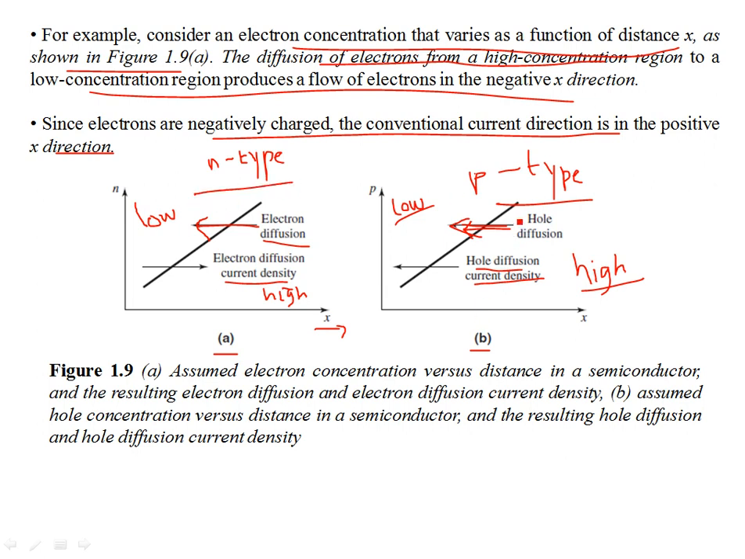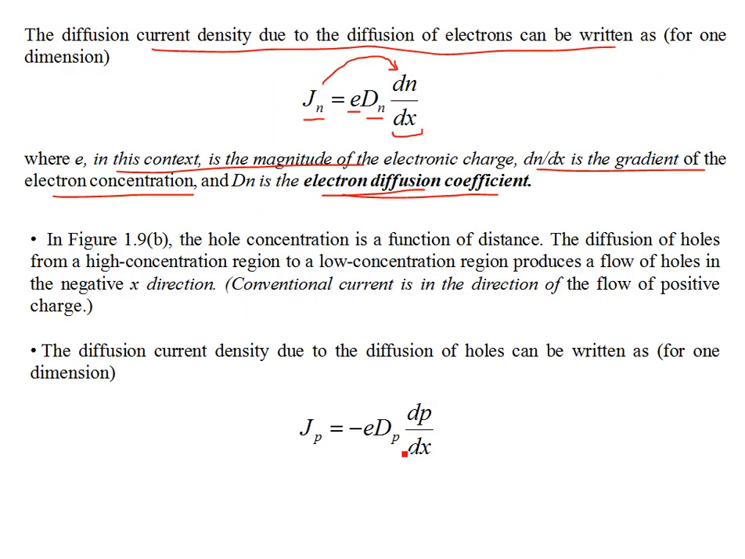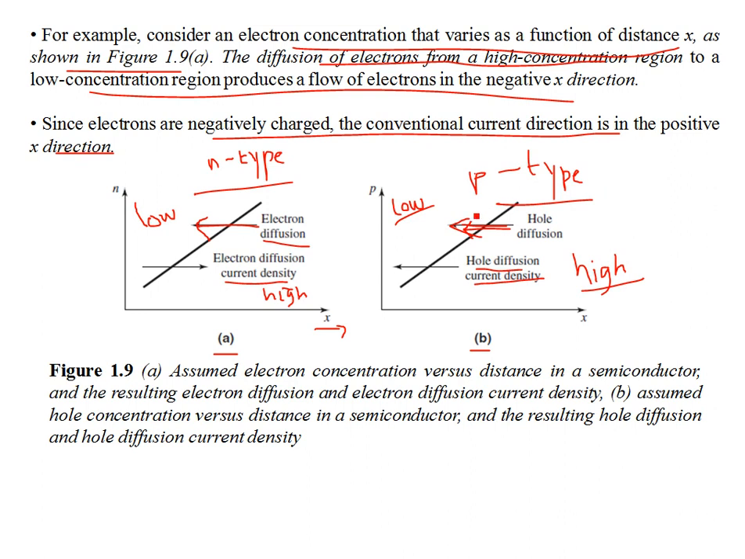Now, in figure 1.9b, as you've seen for n-type, in part b you have a p-type semiconductor. So we have a similar relationship, only the sign has been changed. The electronic charge is different. So the hole concentration is a function of distance again, and you have this gradient dp by dx. The diffusion of holes from the high concentration region to a low concentration region produces a flow of holes in the negative x direction. Okay, it's the same thing which is going on over here.